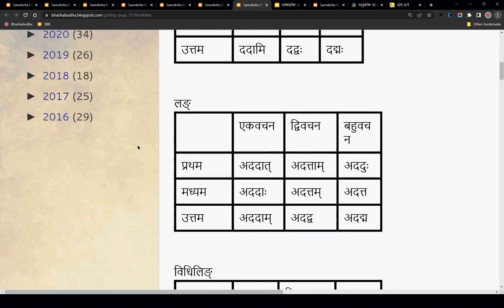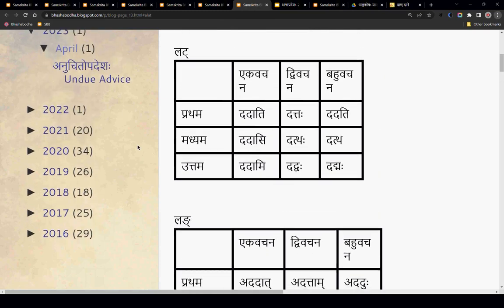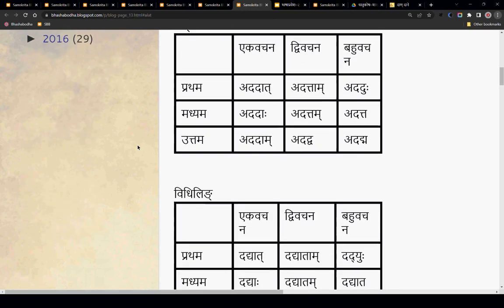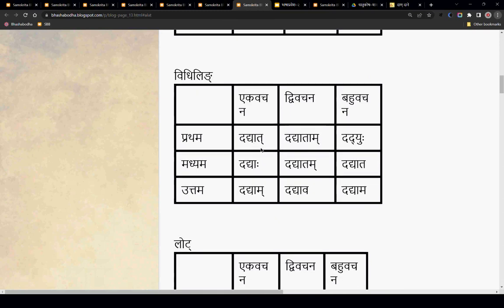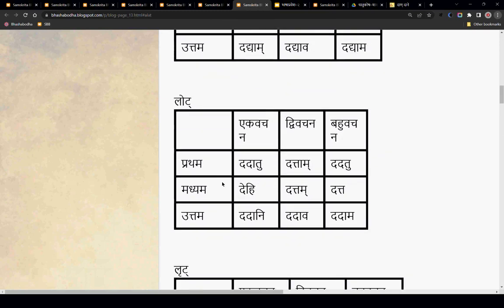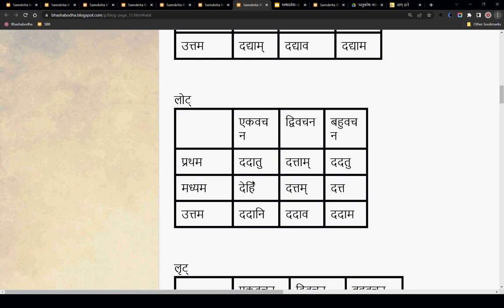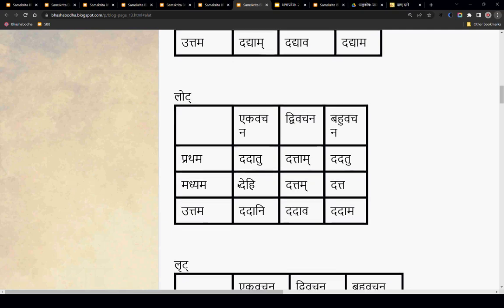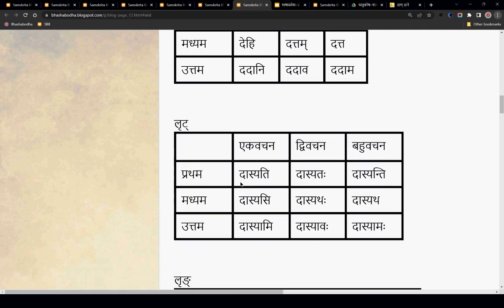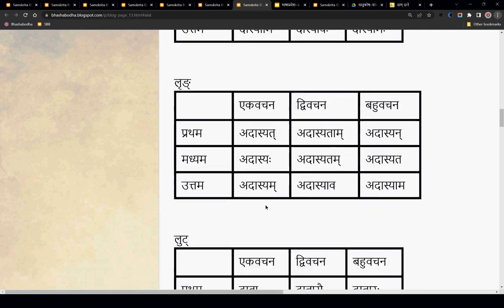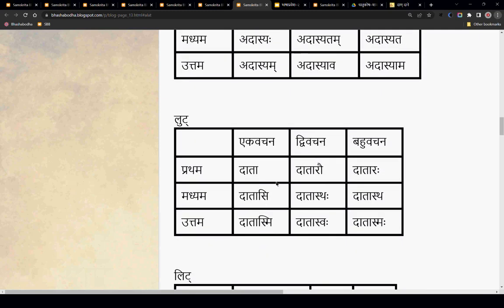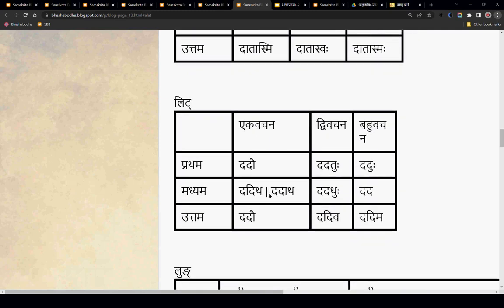Here you can see repetition in the Juhotyadi Gana, the third Gana. Dadati is happening here: Adadat in Lang Lakara, Dadyat in Vidhiling. Note the doubling of the Dhatu here. But if you take Rit, there is just Dasyati, no doubling, not Dadasyati, right? Just Dasyati, in Rung Dasyat, in Lit Dadau.